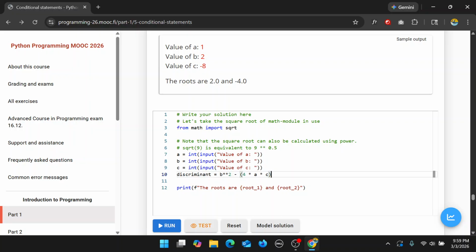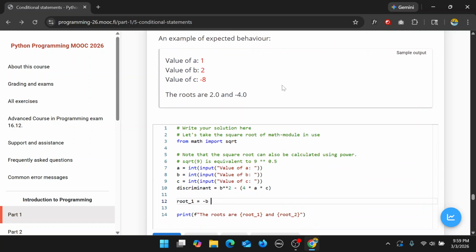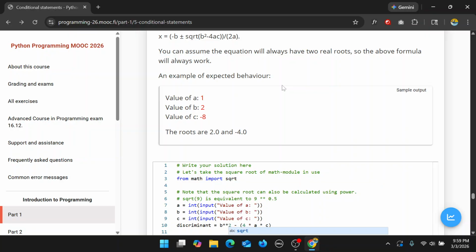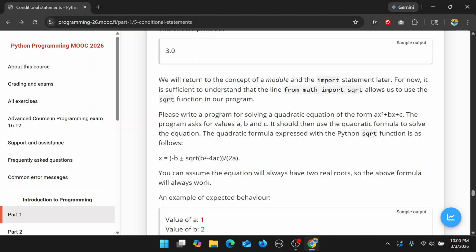And then what we can do is root 1 is equal to negative b plus square root of, we're going to plug in the discriminant.